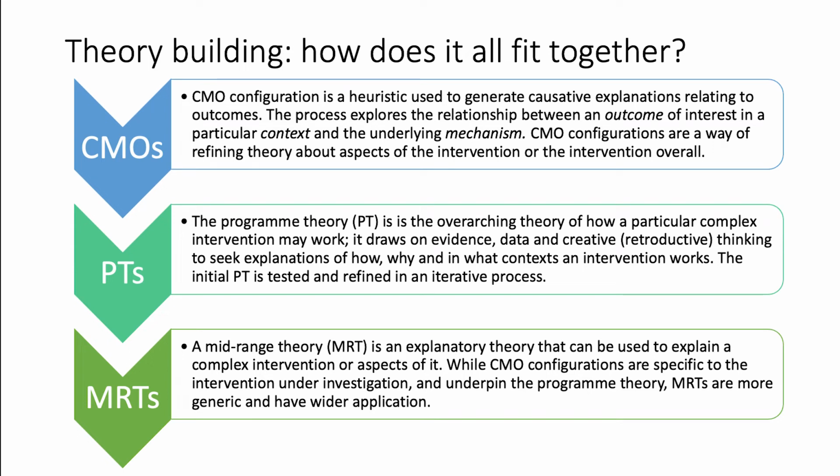When you build your theory, you come up with CMO configurations, so context, mechanism, outcomes, to generate causative explanations relating to the outcomes. So you're exploring the relationship between an outcome of interest in a particular context and trying to identify why it happens. So what is that mechanism? And the CMO configuration is a way of refining theory about aspects of the intervention, or the whole, it might be a wider picture of the intervention sitting within a service.